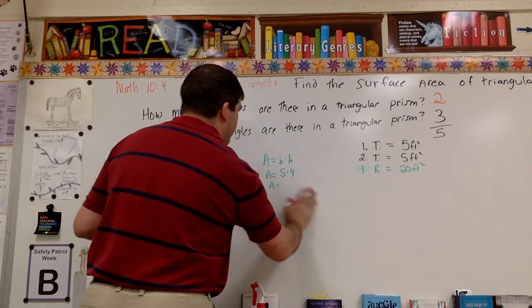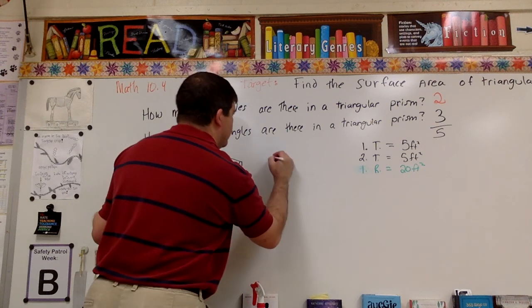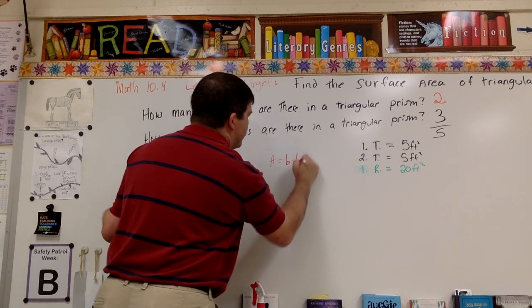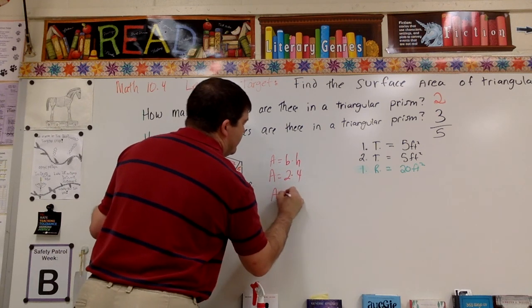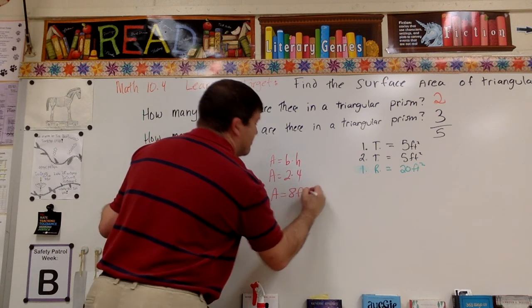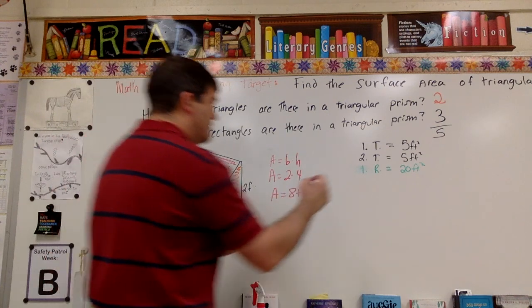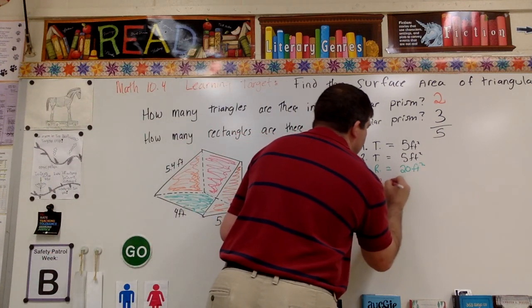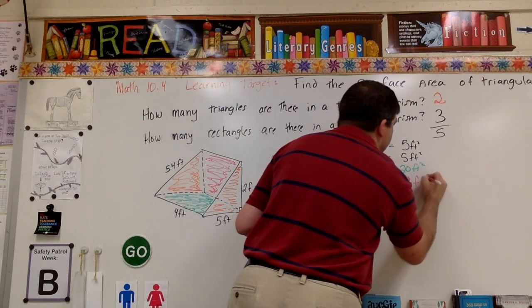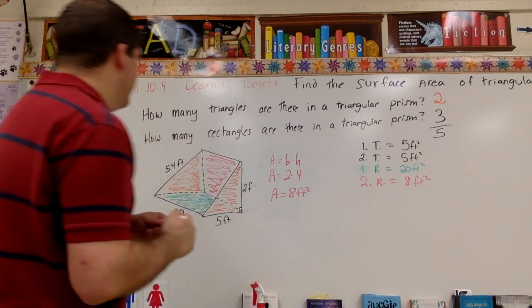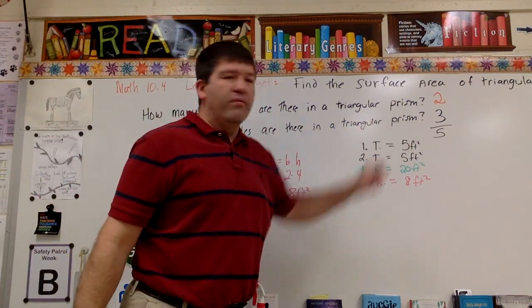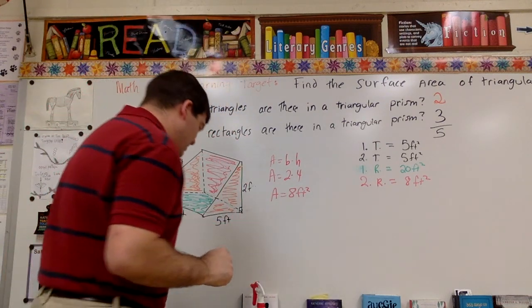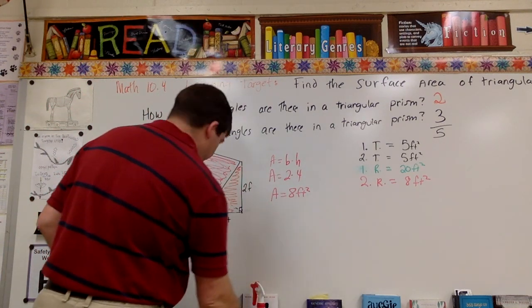2 by 4. Okay. So this one, area equals base times height, or length times width. Area equals 2 times 4. Area equals 8 feet squared. Okay, so second rectangle equals 8 feet squared. Now, we have 4 of them, but we know we need 5. We have one more rectangle.